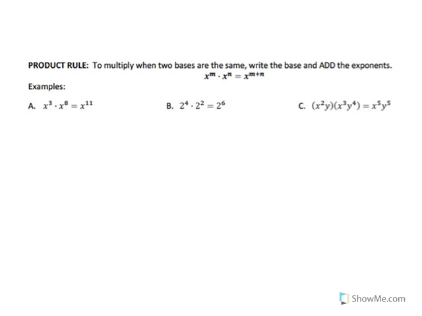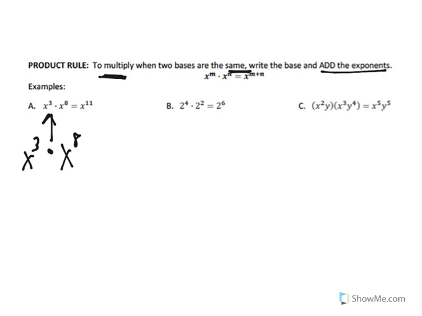You don't need to know the names of the rules, you just need to know what they do. So here we have the product rule. When we multiply 2 bases that are the same, we need to add the exponents. So the operation needs to be multiplication, the bases need to be the same, and then we add the exponents.